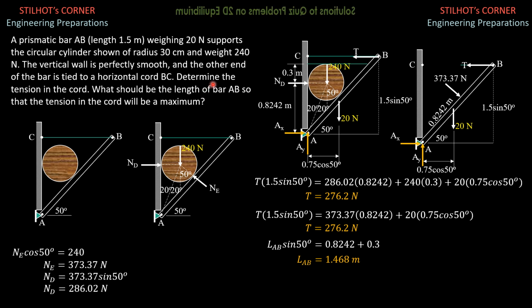So for this second problem, a prismatic bar AB of length 1.5 meters, weighing 20 newtons, supports the circular cylinder shown, of radius 30 cm and weight 240 newtons. The vertical wall is perfectly smooth, so of course the contact surface is smooth also. And the other end of the bar is tied to a horizontal cord BC. Determine the tension in the cord.